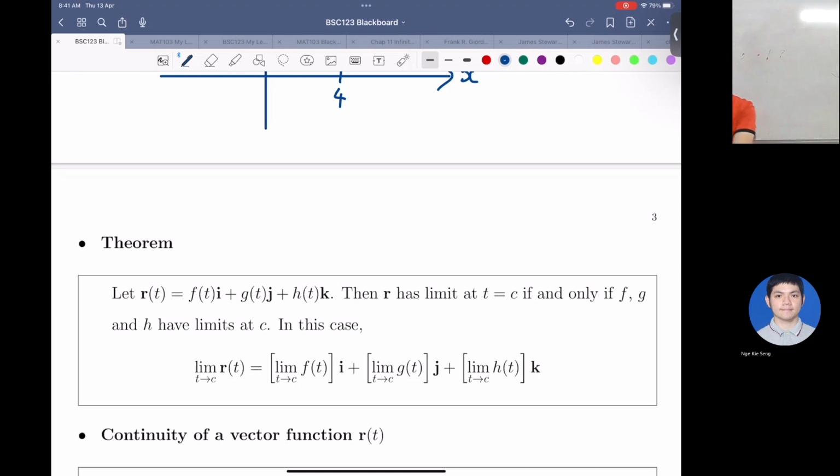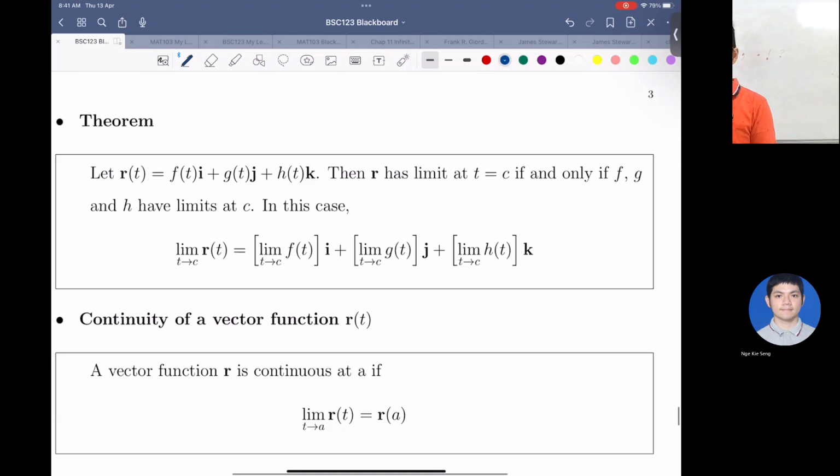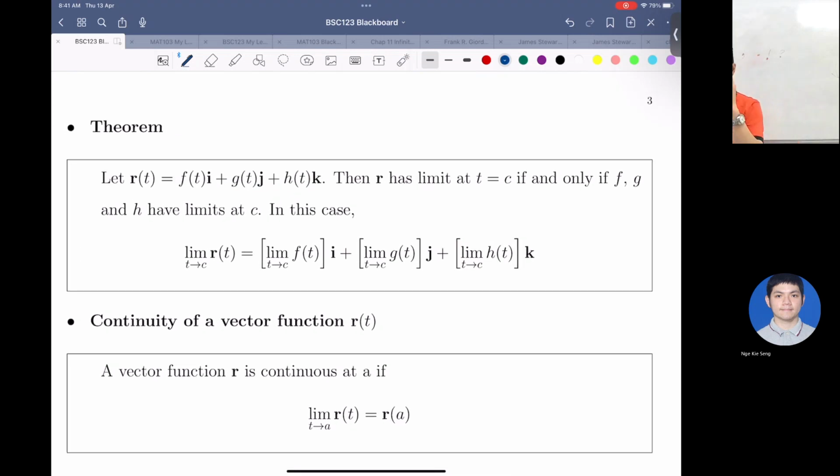So the theorem is: R has a limit at t equal to c if and only if f, g, h have a limit at c. So the limit only exists if the limit for every component exists. This is what we mentioned just now. And then a vector function R is continuous at a if the limit of R(t) equals R(a). So there are three conditions lying inside here.